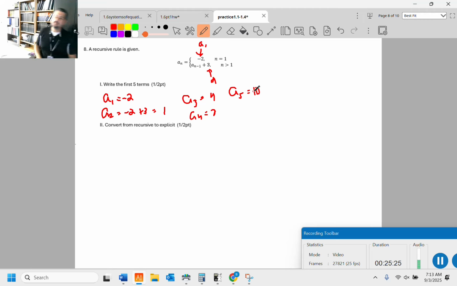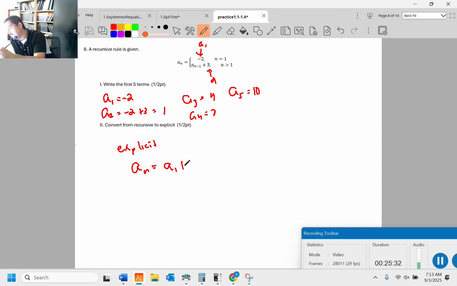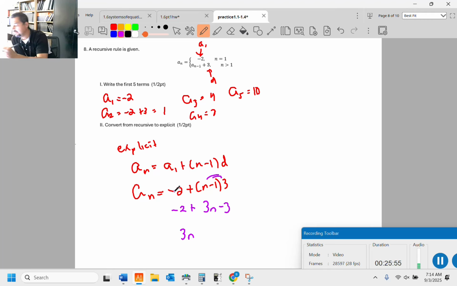Convert from recursive into explicit. So the explicit form is a sub n equals a sub 1 plus parentheses n minus 1 times d. And I know you don't remember that. That's the hard part, is remembering things. Well, the first term was -2. The difference was 3. And you should be well aware of the distributive property. That's 3n minus 3. And when we combine like terms and put the 3n out front, because we're making it look like mx plus b, this is what we get, 3n minus 5.